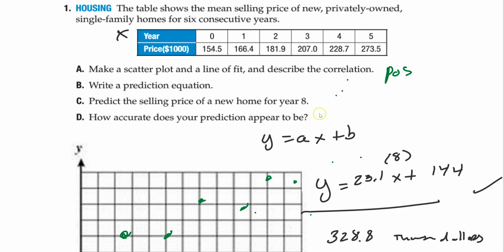How accurate does your prediction appear to be? Fairly accurate. Remember, R was huge. R was like 0.95. It was a solid R. So I'd say it's pretty accurate. So that's how you do. That's how you find the regression equation using your calculator.